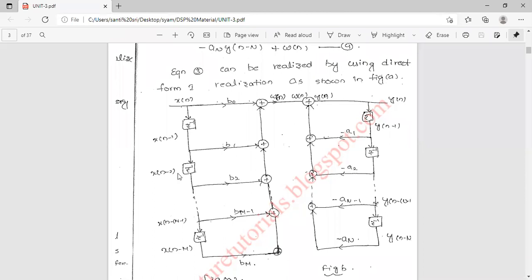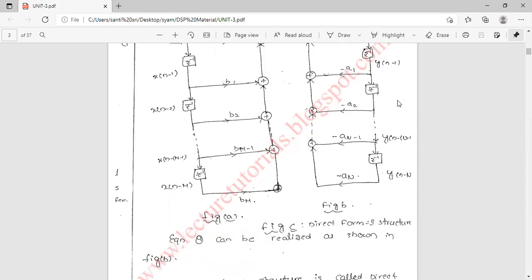Okay. So b2 into x of n minus 2. In the same manner, minus a1 into y of n minus 1. Similarly, minus a2 into y of n minus 2, minus a(n-1) into y of n minus (n-1), minus an into y of n minus n. Okay, so all will be added. This is w of n, plus this one, is equal to y of n, right?